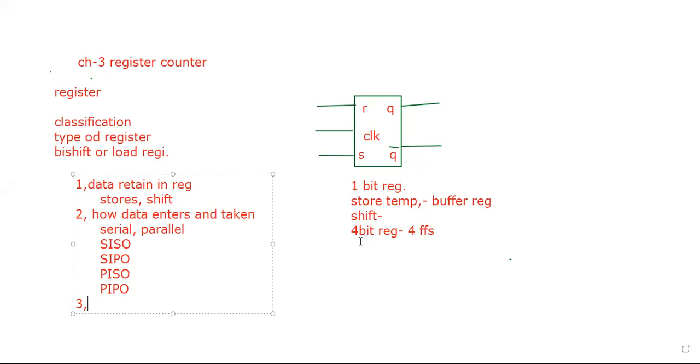Then the third one is classification based on shifting data. How does data shift? Types of shift. On the basis of type of shift, how many shifting types are available to us: left shift, right shift, then bi-directional shift, then circular shift. Understand? So these are the shifts available to registers.